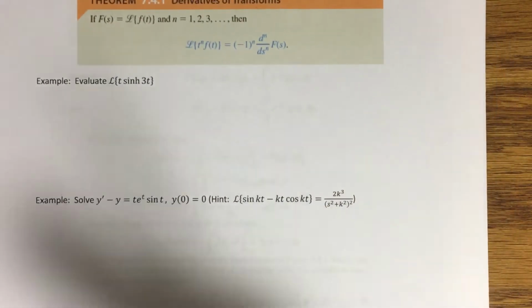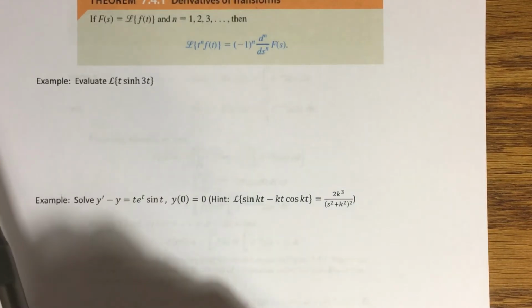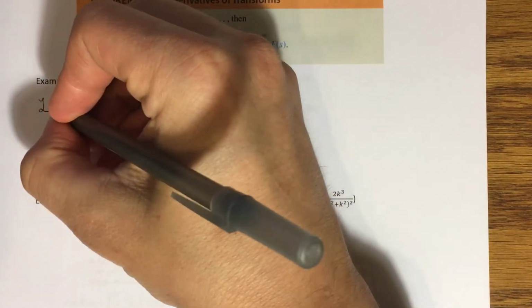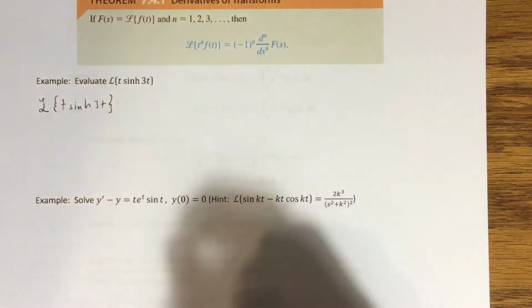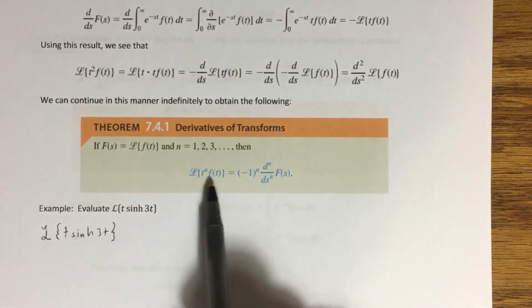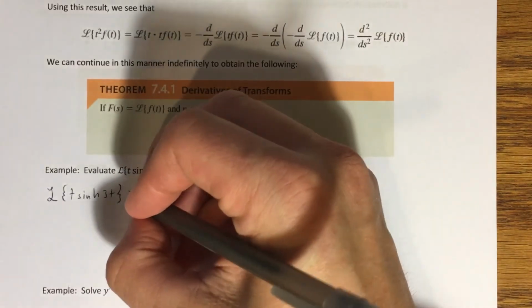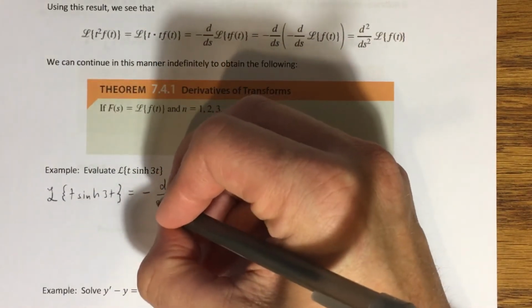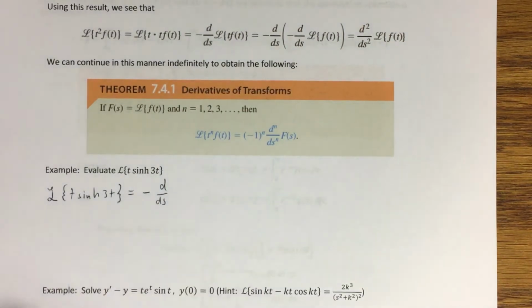So let's use this. I'd like to find the Laplace transform of t sinh of 3t. And in order to do that, I'm going to write this right here, t sinh of 3t. So this fits this form where n is equal to 1, t to the first power. So this will equal negative the derivative with respect to s of the Laplace transform of just sinh of 3t.